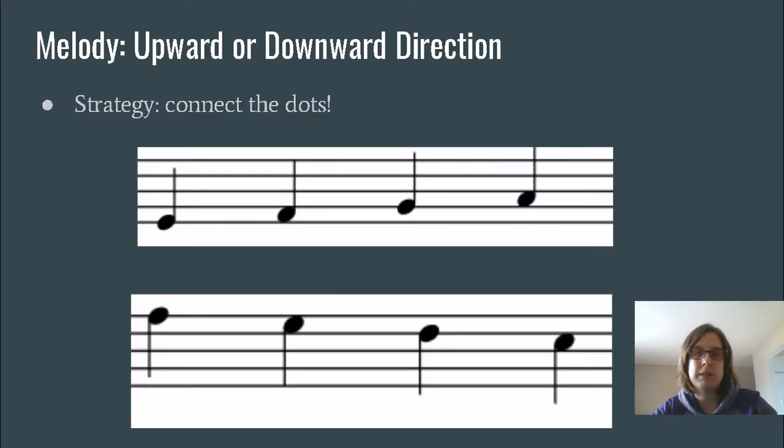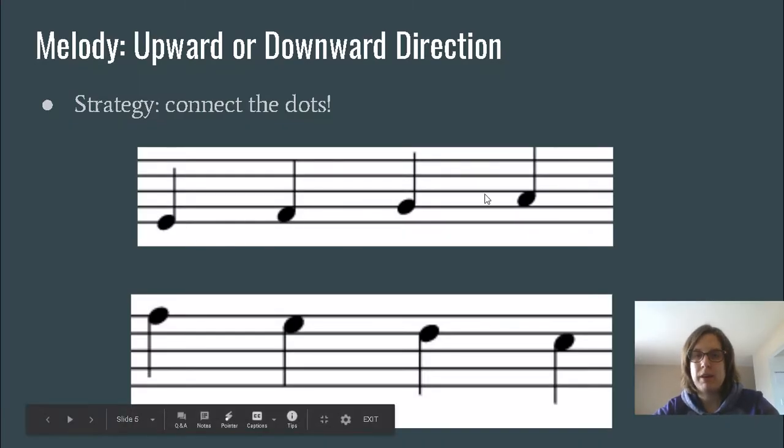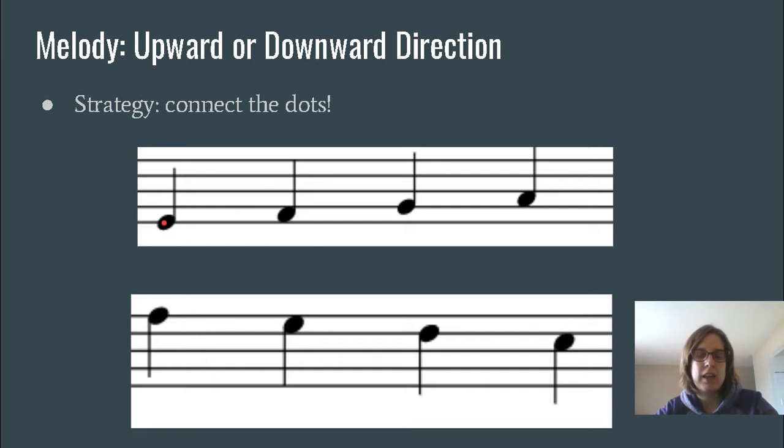So here's two examples. If I'm looking at this melody and I was trying to decide if the melody goes up or down, I can simply think about, if I am connecting the dots from one to the other, is it going up or is it going down? And I would say it would start here, and this would be an upward melodic direction.